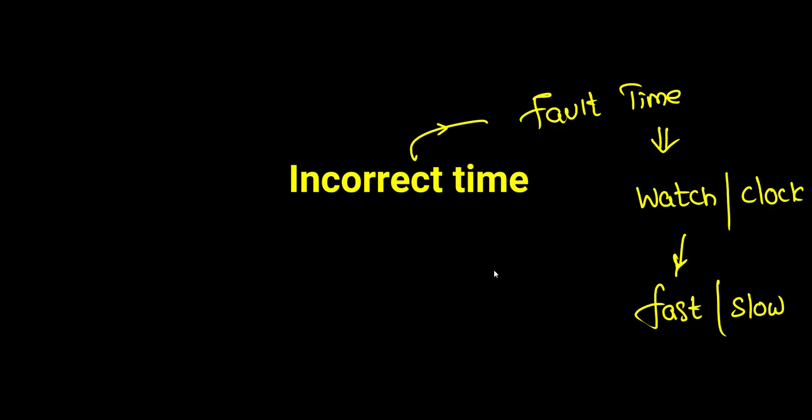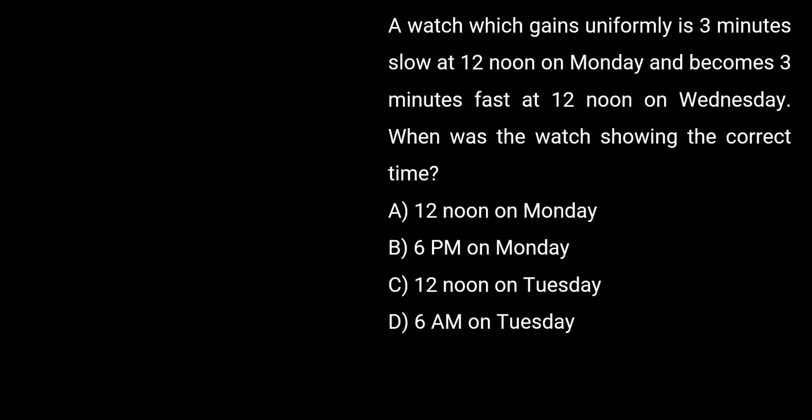Now we'll directly go with the questions and we'll handle it. Don't worry. So fault time, incorrect time, is nothing but fault time. The watch will be fast or slow, or the clock will be fast or slow. Okay. Now we'll see the question directly. Now see the first question here.